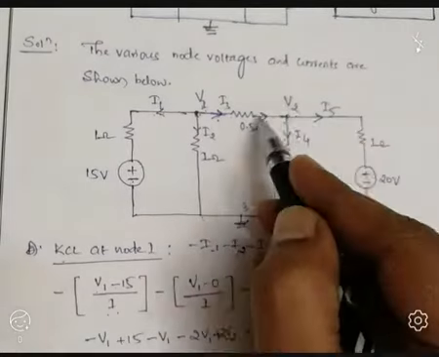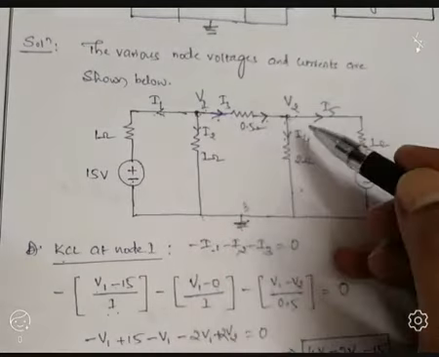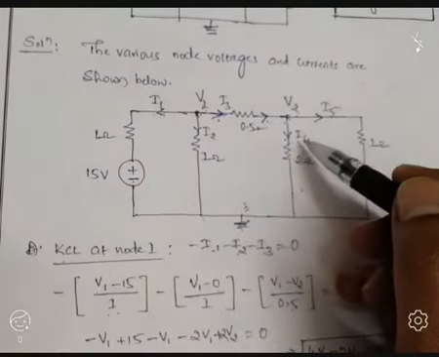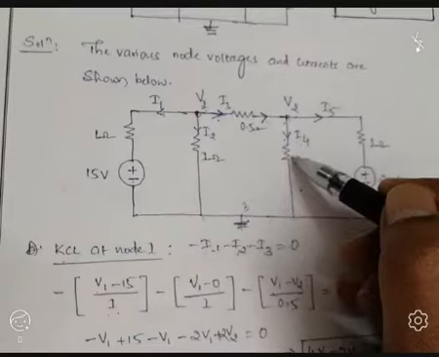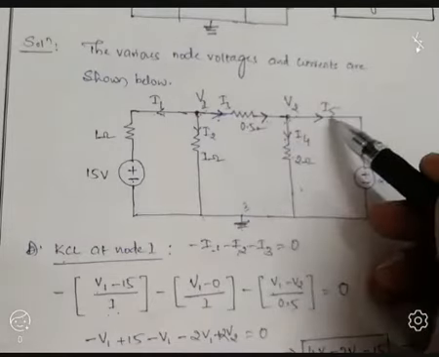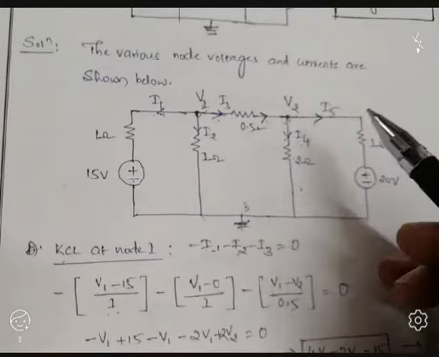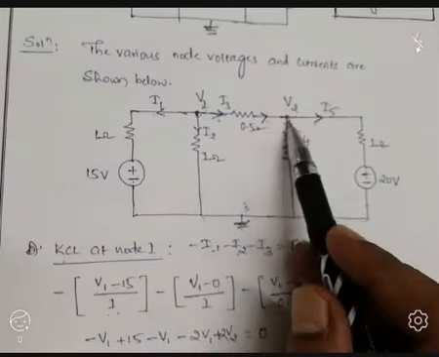Current I3 is moving towards the node, and as I told earlier, I will take moving away. Next, current I4, which is moving away from the node, and one more current, the current I5, which is also moving away from the node. So now apply the KCL at node V2.